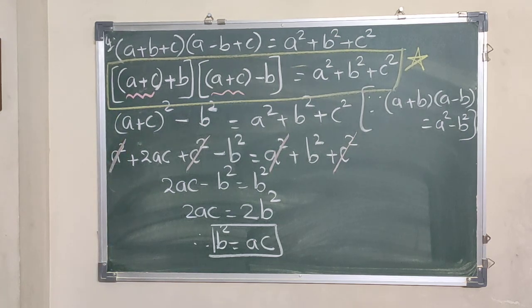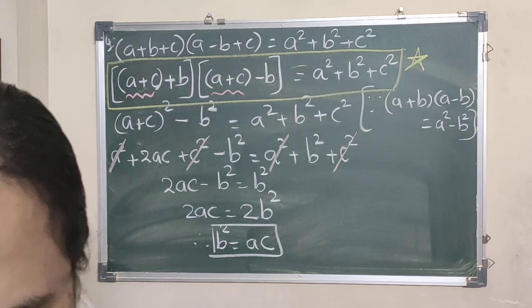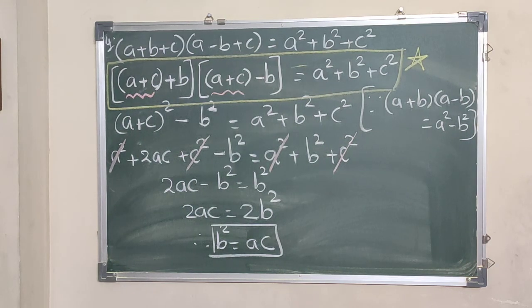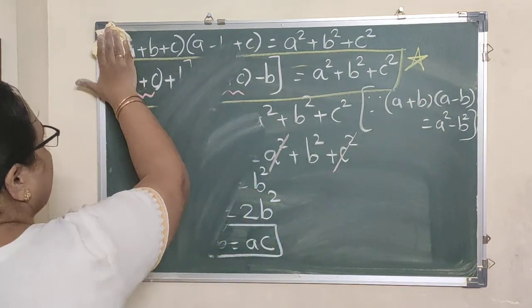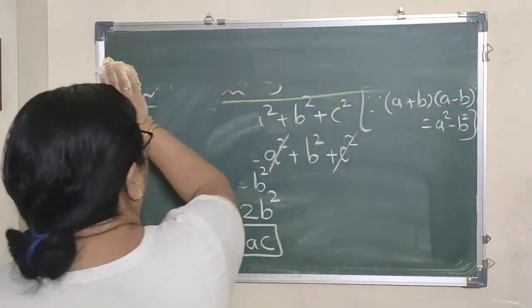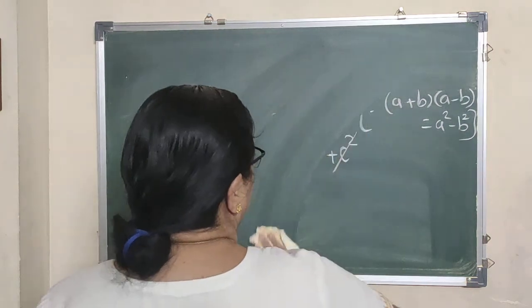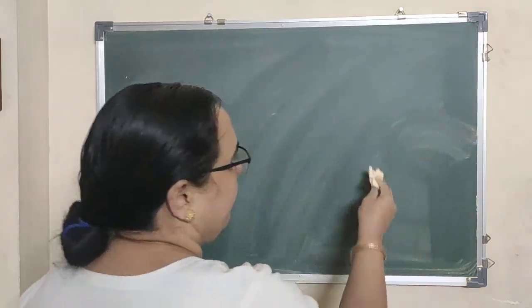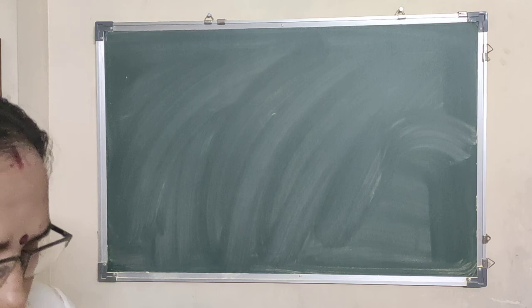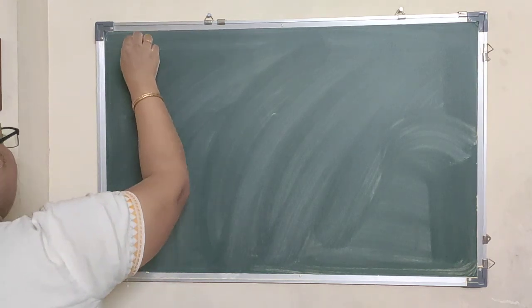Okay children. Now going to the last sum, that is sum number 10 of the problem set. If A, B, C are in continued proportion, it is already given that they are in continued proportion, then prove that. Okay. So since it is given to be in continued proportion, what do we have? Yes children, this is the only sum where we are using the K method, what I showed you for continued proportion.